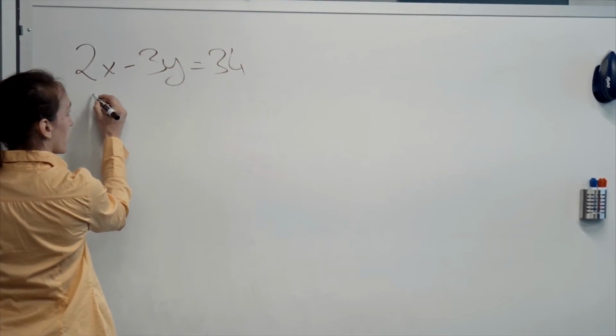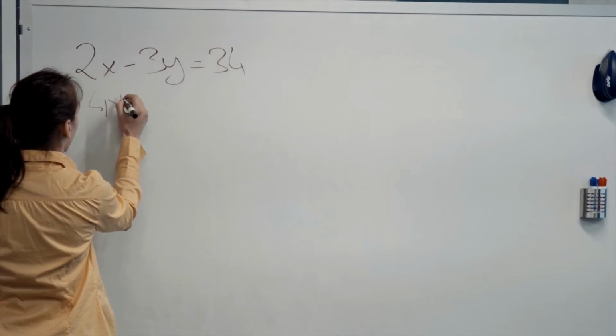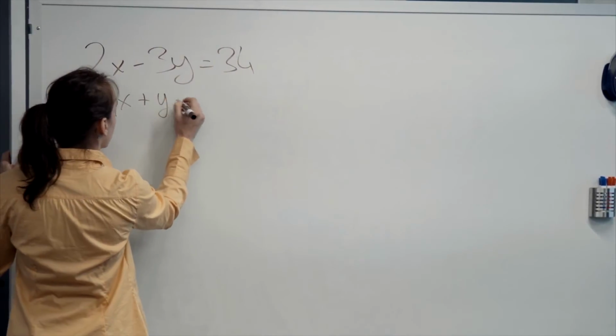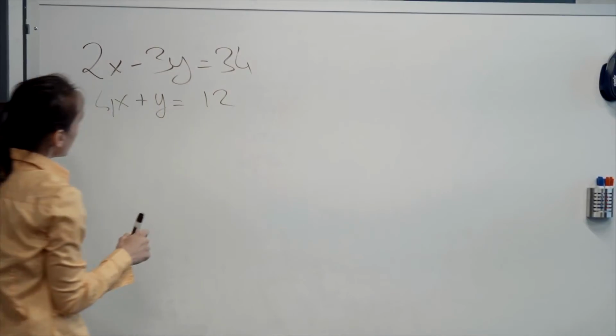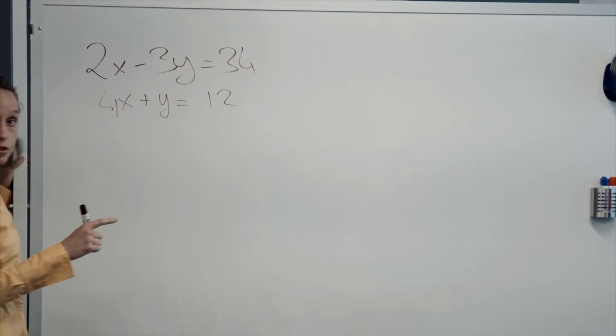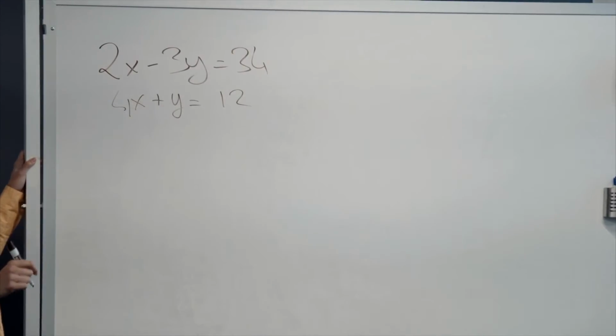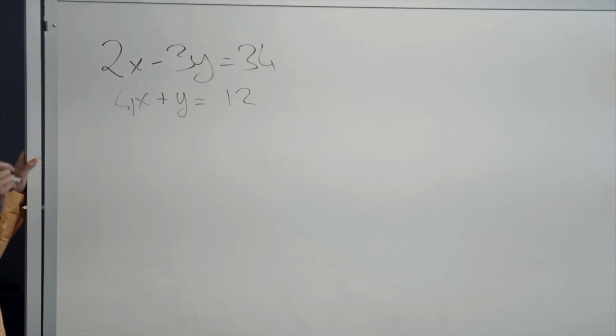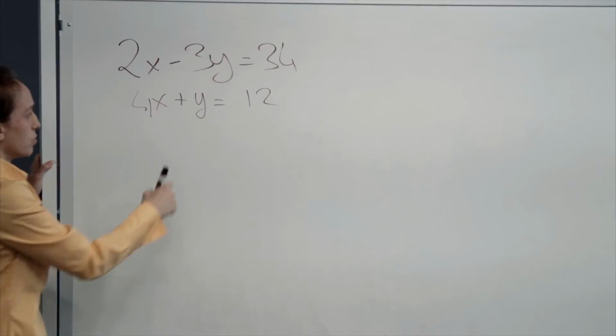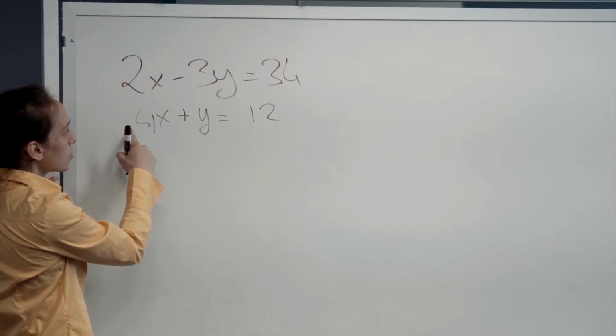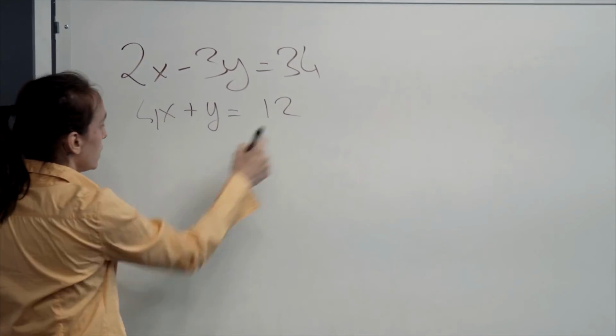And 4x plus y equal to 12. So to do it by substitution, I'm going to choose one of the unknowns, whichever one I like best, and express it as a function of the other unknown. So I'm going to bring one of the unknowns from one side of the equal sign to the other side.